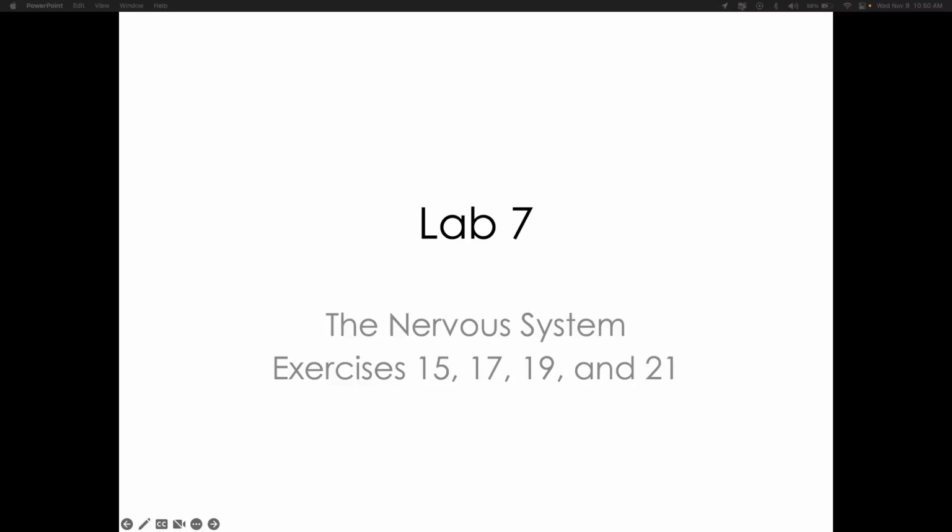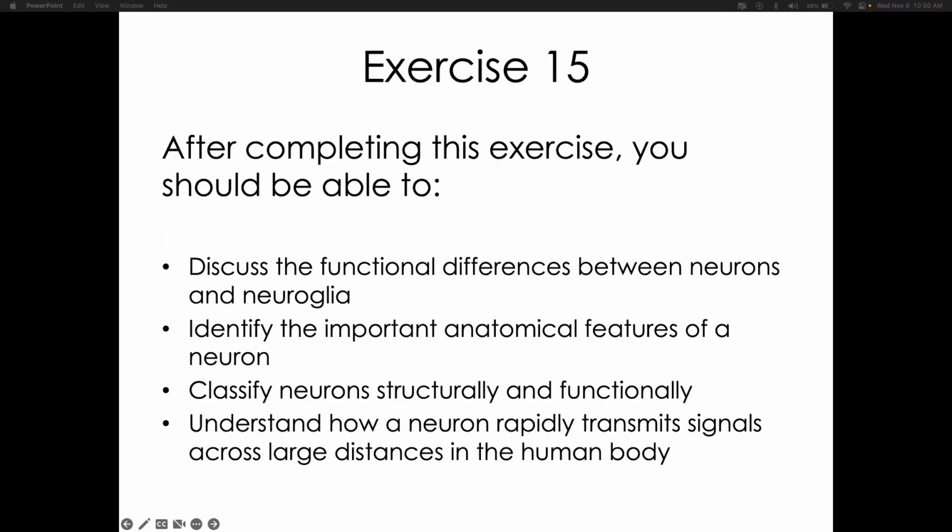All right, welcome back. Lab 7 is all about the nervous system. So first, we'll look at the functional differences between the neurons and neuroglia. You'll be able to identify the important structures of a neuron, classify neurons, and understand how neurons transmit signals.